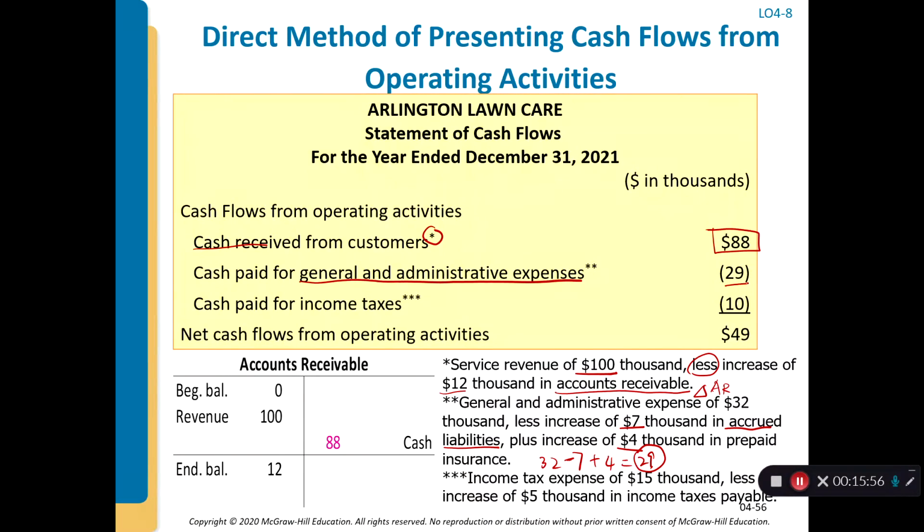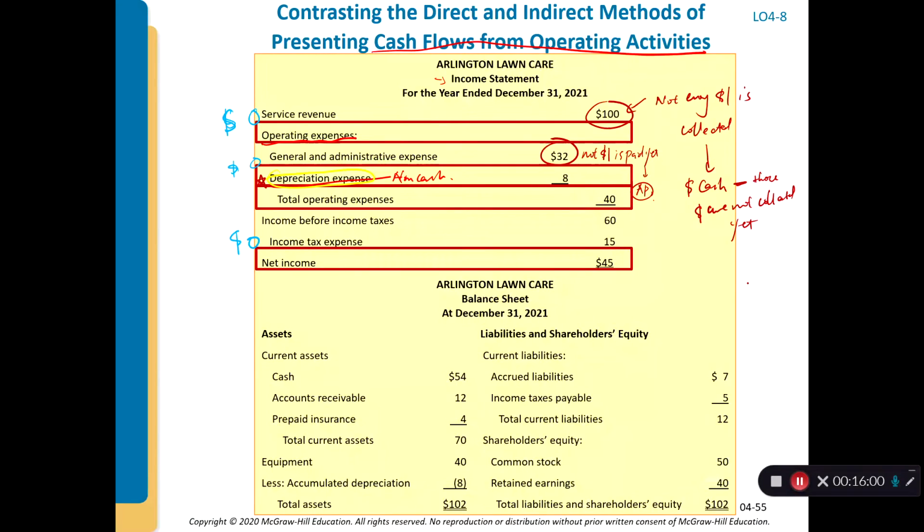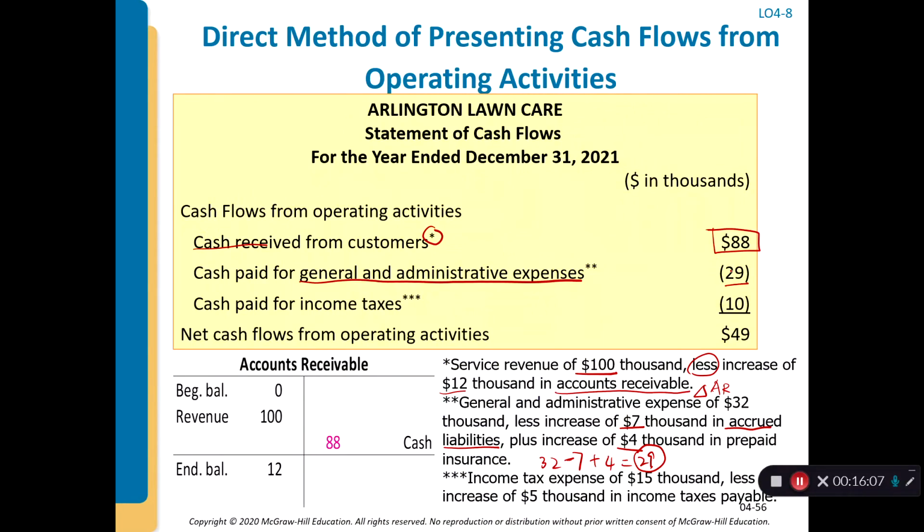Okay, so let's look at the income taxes, right? Income taxes is reporting the expenses as 15,000, but here we only paid 10,000 because there's 5,000 still not paid yet. It will be recorded as income tax payables. So therefore, using the direct method, we translated the cash flow from operating activity as 49.